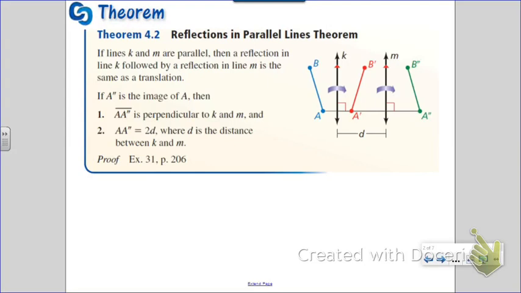The original point A and its second image, A double prime, form a segment that is perpendicular to the given lines K and M, which are parallel lines. And the distance from A to A double prime is equal to 2 times the distance between K and M.